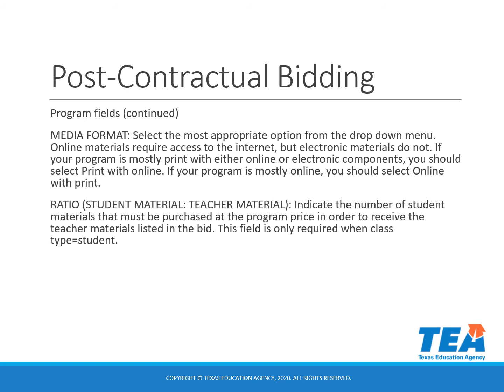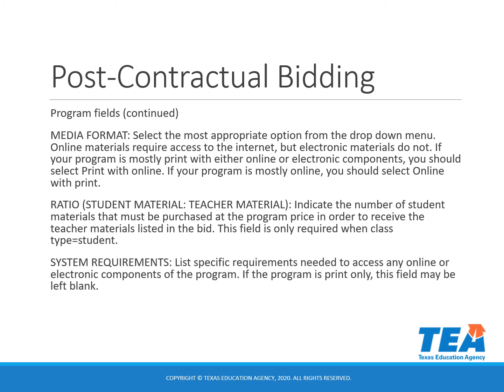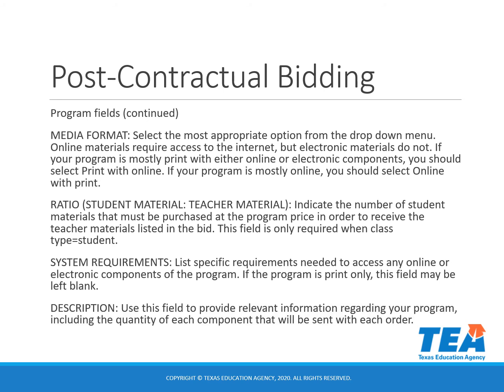The ratio field, you will indicate the number of student materials that must be purchased at the program price in order to receive the teacher materials listed in the bid. This field is only required when the class type is student. The system requirements is where you will list specific requirements needed to access any online or electronic components for the program. If the program is print only, this field may be left blank. And then the description field you will use to provide relevant information regarding your program, including the quantity of each component that will be sent with each order.